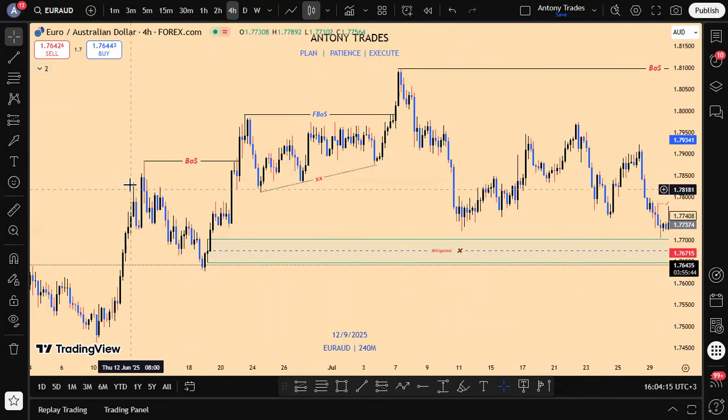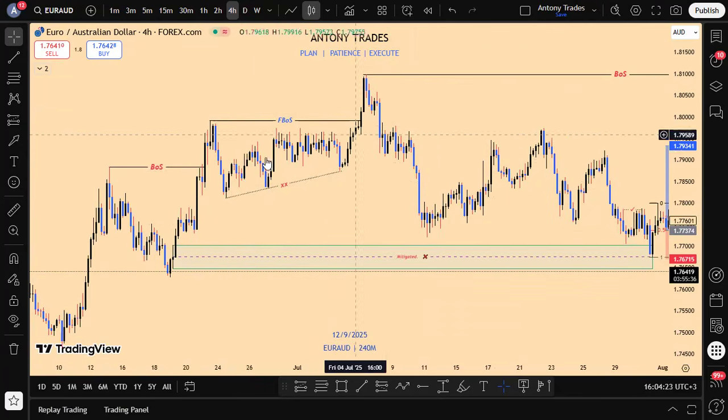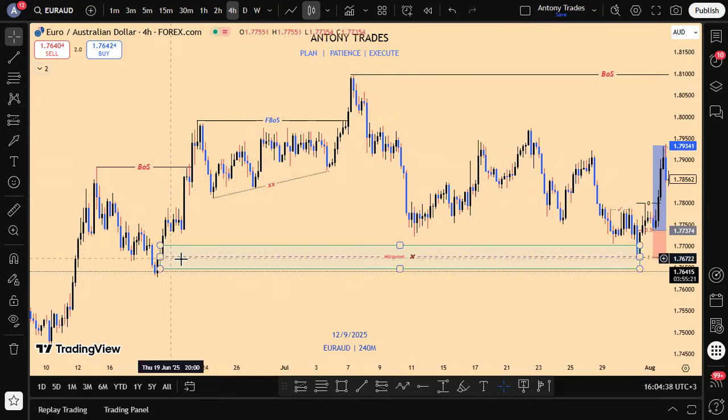So this was a fake BOS. So market swept this low before pushing to break the structure. So this is a valid break of structure. But this one, it's a fake break of structure. Market never swept any. There is no valid inducement here. There is no valid pullback here. So all this one had to become inducement. Then now you have our order block here with a fair value gap.